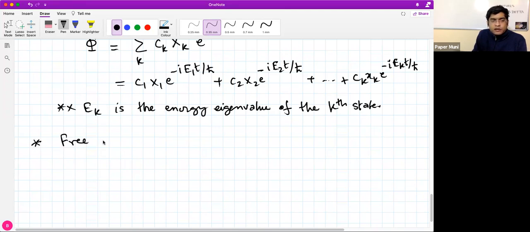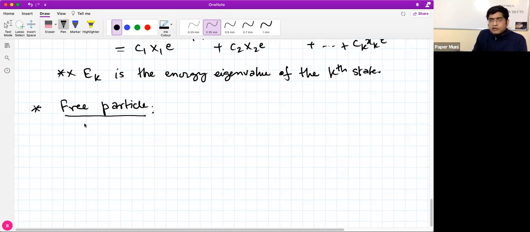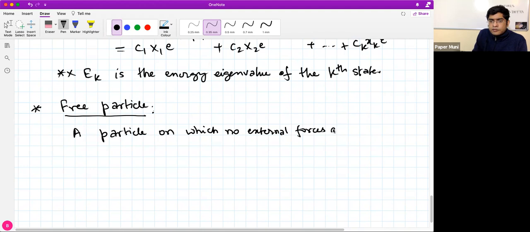Now let's talk about the free particle. A simple application of the Schrodinger equation is a free particle. A free particle is something which does not feel any force when it's moving in space. When there is no force, there is no potential. So it is a particle on which no external forces are acting.